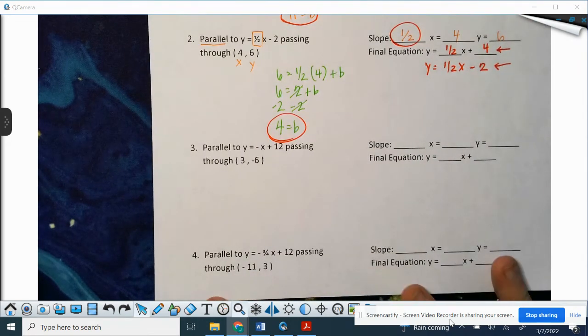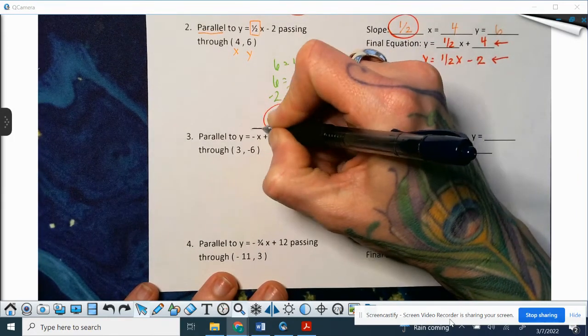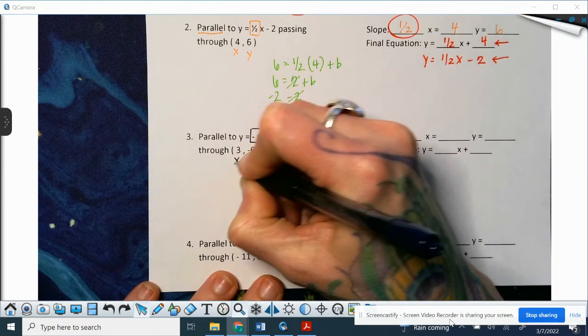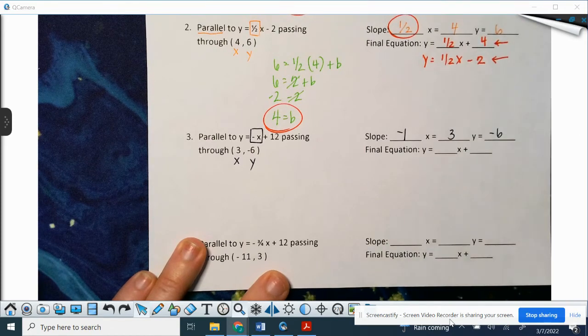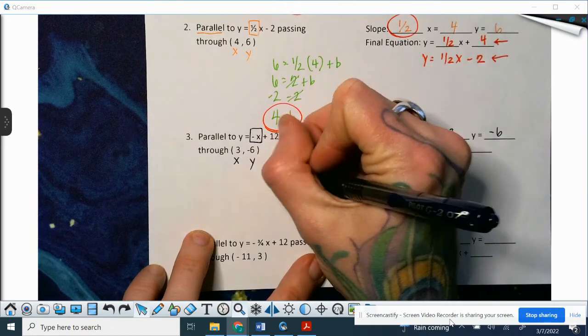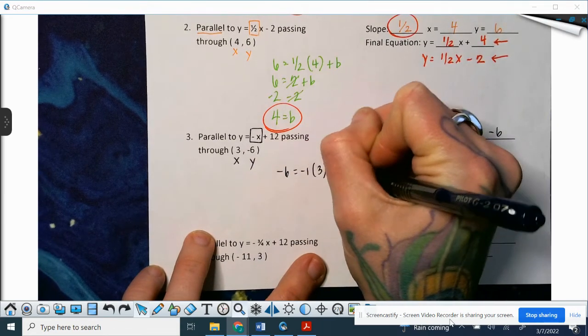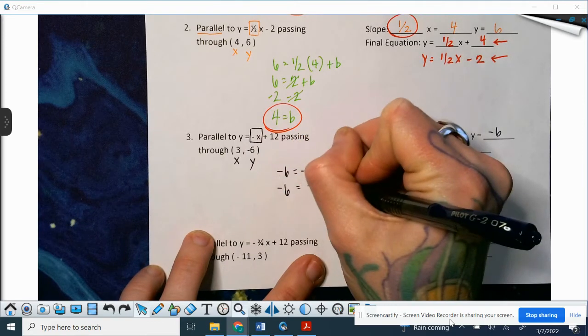All right, number 3. If you didn't do number 2 by yourself, pause it, try it. So we have our slope, which is going to be a negative 1. We have our x and our y, and we're going to plug all that in. So y is negative 6, our slope is a negative 1, and our x is 3. Negative 1 times 3 is going to give me a negative 3.